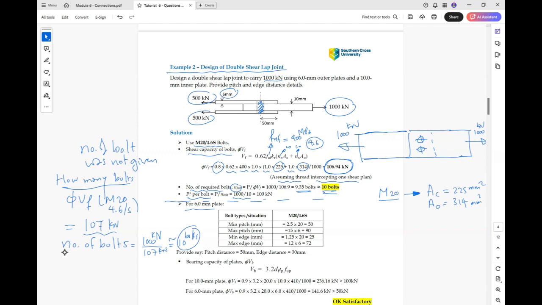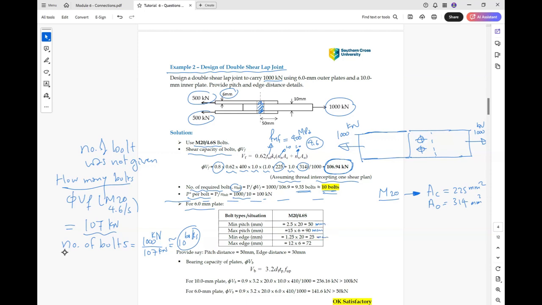So the minimum pitch is 2.5 df, so the minimum pitch is 50 mm. The maximum pitch is 15 T plate, so it is 90 mm. The minimum edge is 1.25 T plate, so 25 mm.